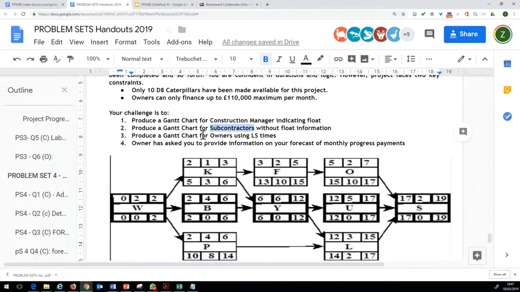And for sharing our bar chart with the owners, we will be using a late start time. So rather than worrying our owners with the early start time and worrying them if the activities slightly get delayed, we will not be sharing an early start time but a late start time bar chart with the owners. And owners have asked you to provide information on your forecast of monthly progress payments.